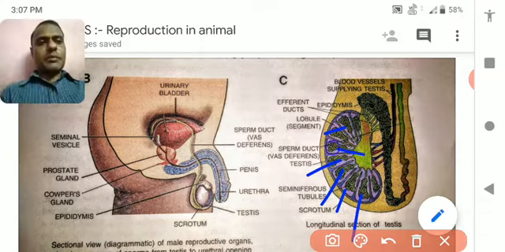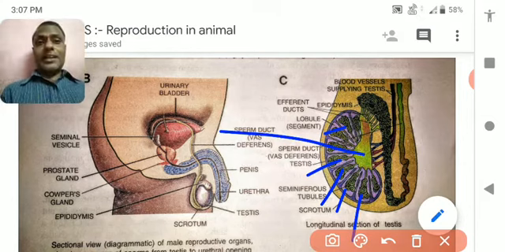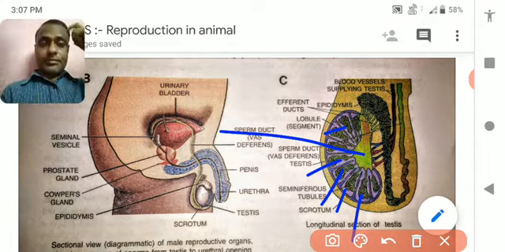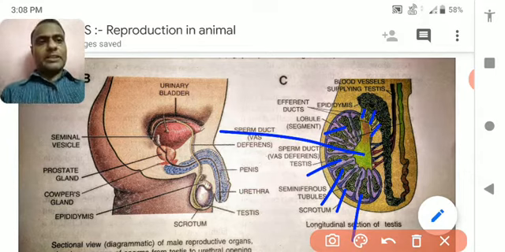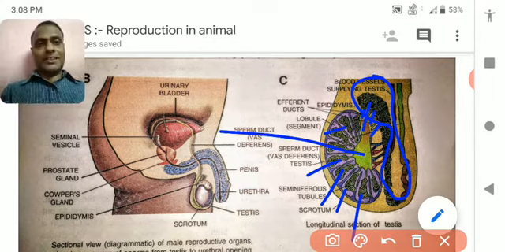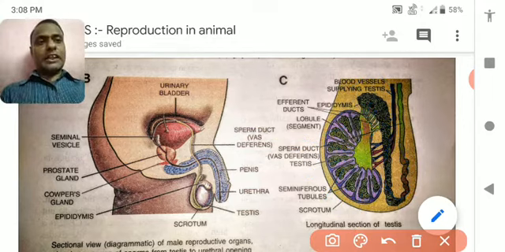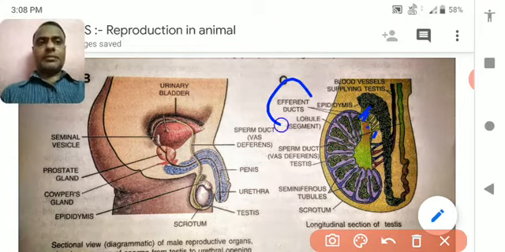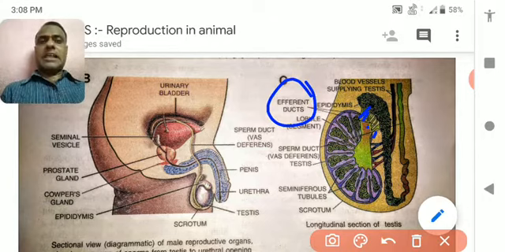Now the seminiferous tubules open into this joint structure where all the seminiferous tubules open. This structure is called the rete testis. From the rete testis you can see so many small ducts come out and enter into the coil. The duct which comes out of the rete testis is called vas efferentia or efferent duct. Efferent duct and vas efferentia are the same thing.